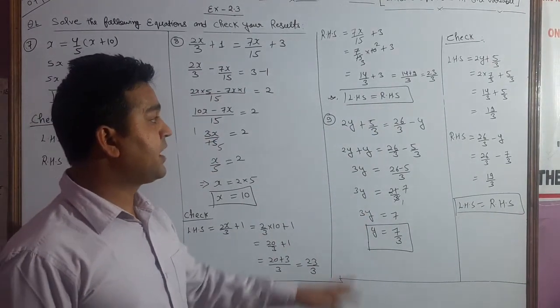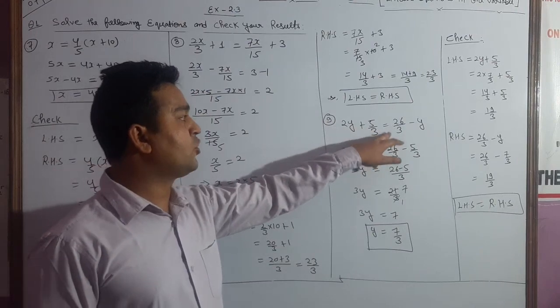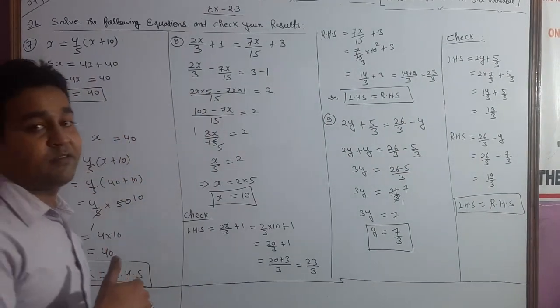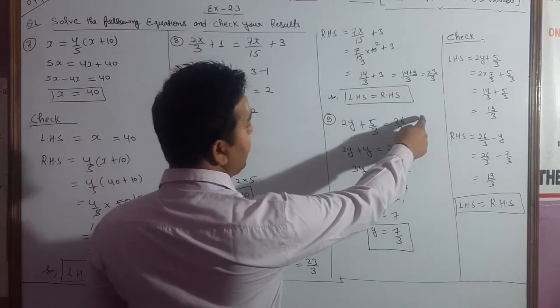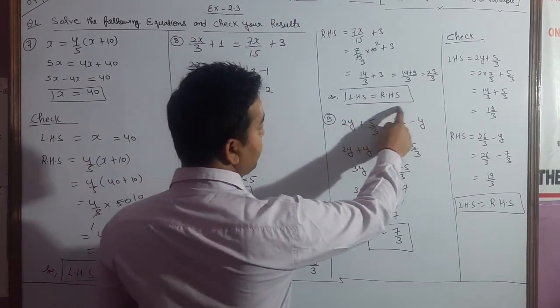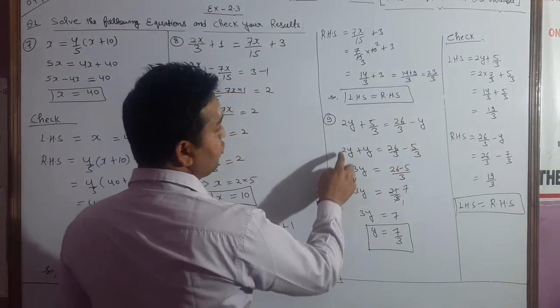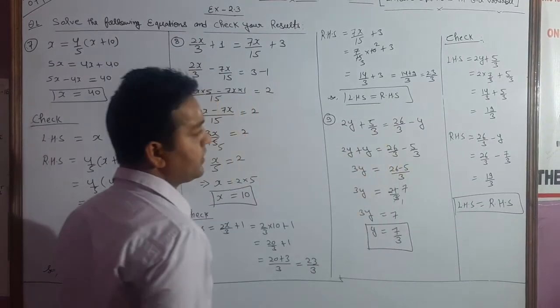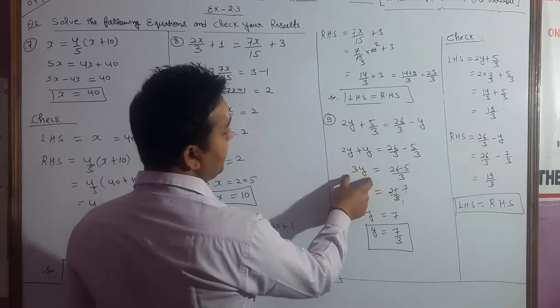Now come to question number 9. 2y plus 5 upon 3 is equal to 26 upon 3 minus y. So just arrange y on one side and the constants on the other side. This y comes to this side and becomes plus, and this 5 upon 3 goes to the other side and becomes minus. You can write 2y plus y equals 26 upon 3 and then minus 5 upon 3. Then 2y plus y you get 3y here.